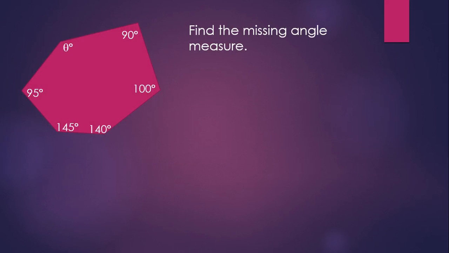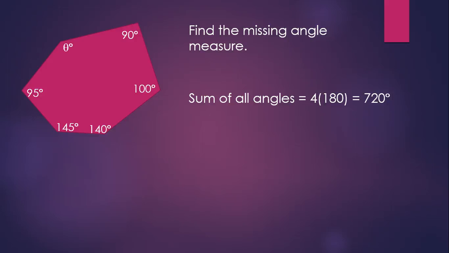Find the measure of the missing angle. Now this isn't a regular polygon, but we can still find the sum of the measures of all of the angles. Since this is a 6-sided polygon, it's a hexagon, the sum of all the angles inside the polygon is 4 times 180, or 720 degrees.